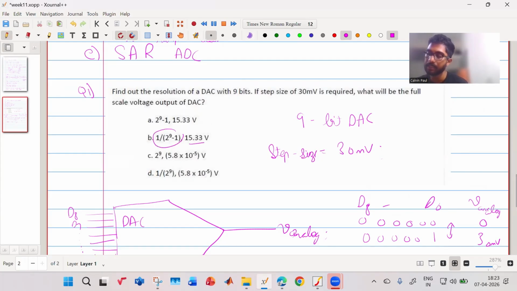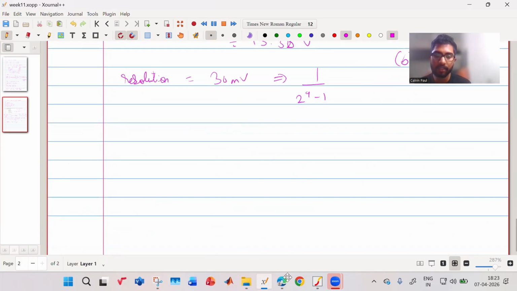This is slightly confusing. But if this is the correct answer, then this is the correct option. You cannot have 2 raised to 9 minus 1 as the resolution. What does resolution mean? It is like you would have studied in measurements when you did your 12th. The smallest thing which it can detect, which it can measure. So that's why 2 raised to 9 minus 1 is the maximum. So you go for 1 upon 2 raised to 9 minus 1. Okay. So we'll go to the next question.